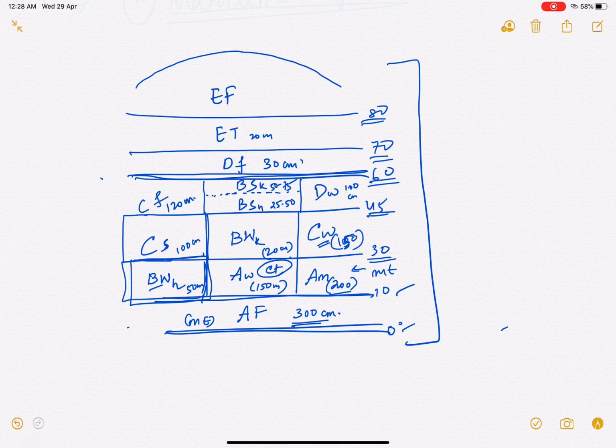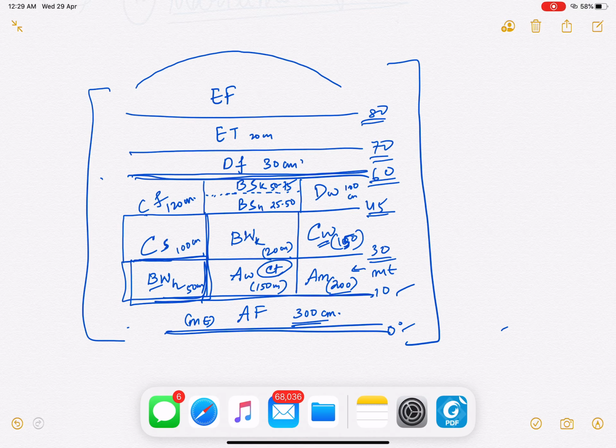Just practice this diagram itself. Only with this diagram itself you can analyze everything. Use this diagram along with my notes and this would help you out. Now, the appraisal of the Koppen.